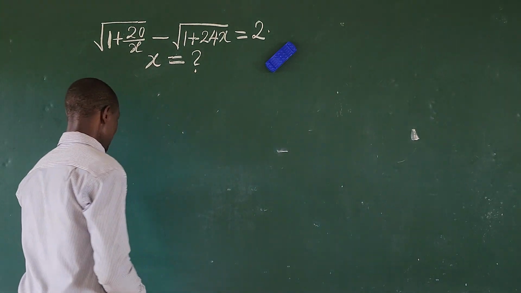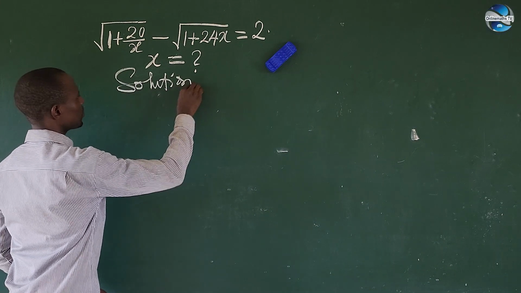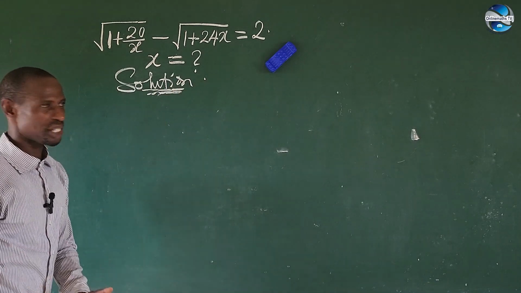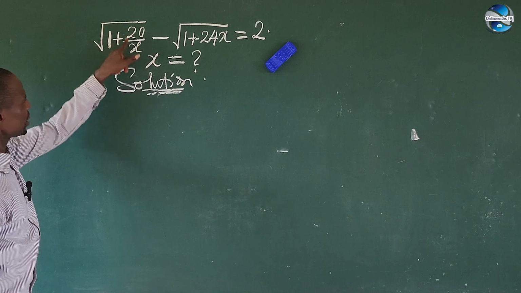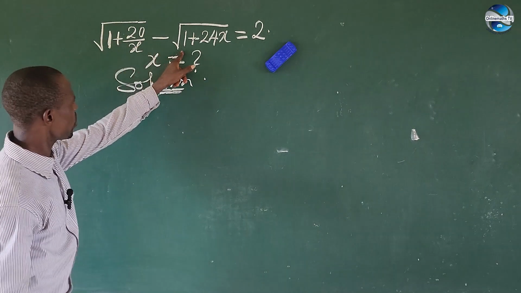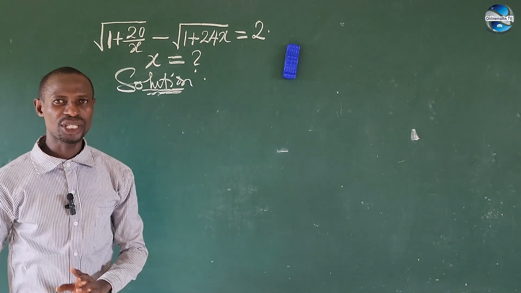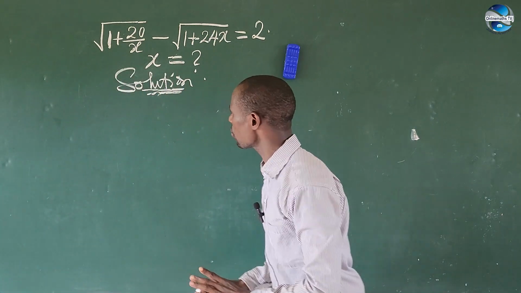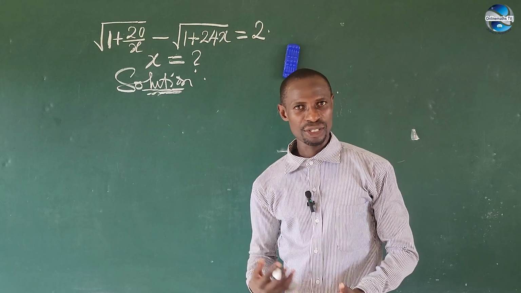All right, so from here, we take the question. Look at this radical equation carefully. It says the square root of 1 plus 20 all over x minus the square root of 1 plus 24x equals 2. So how do we solve this? Like I said, this is a rhetorical question, and it took me some time before I was able to figure it out after much research.